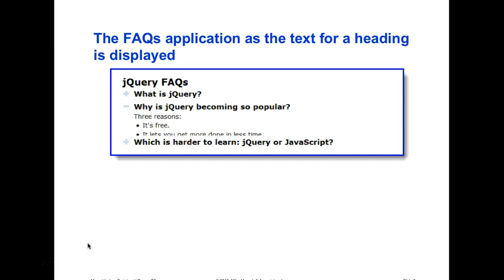So we can see this and apply these methods to the same applications we've been using from our text and from the past few weeks. The FAQs application, for example, has text for a heading that's displayed. We could simply apply it to each one of these header tags and have them fade, expand, hide, whatever we want.